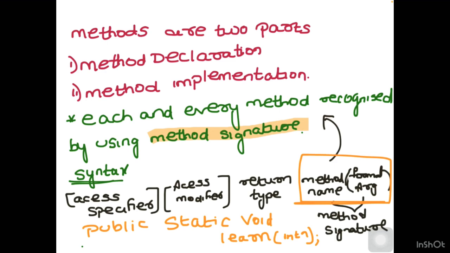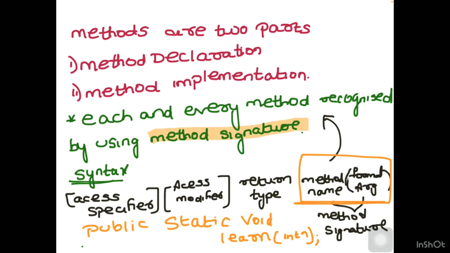Each and every method is recognized by using the method signature. The combination of a method name and the formal arguments is known as a method signature. So we can call the method by using the method signature. I hope you understand method declaration and method implementation. The logic which we write is known as the method implementation. If we want to perform the operation of a method, we can call it by using the method signature, which is nothing but a combination of a method name and the formal arguments.